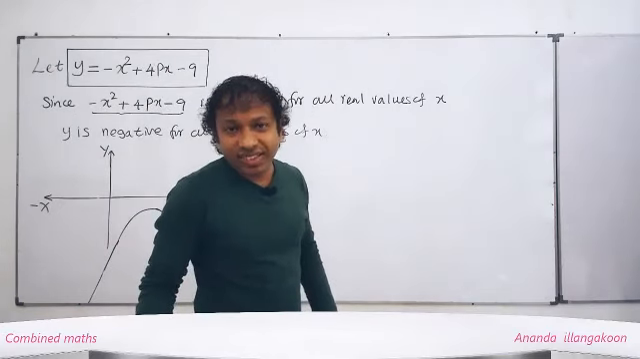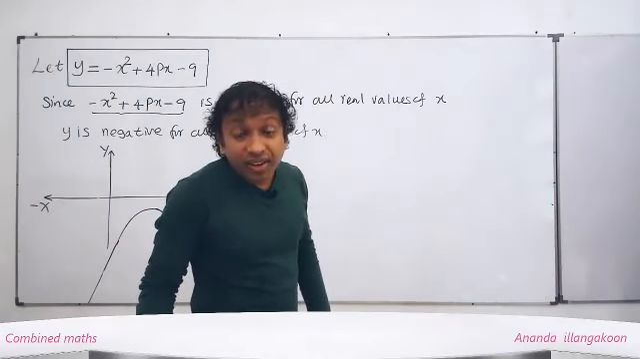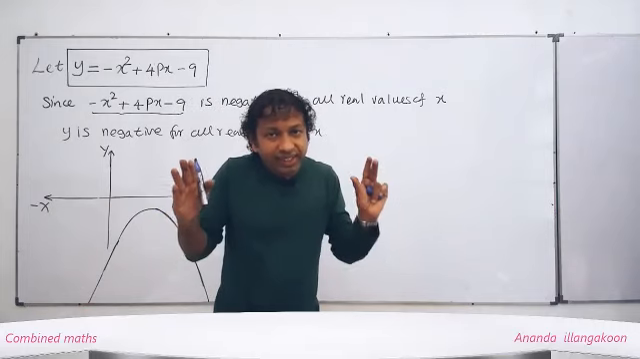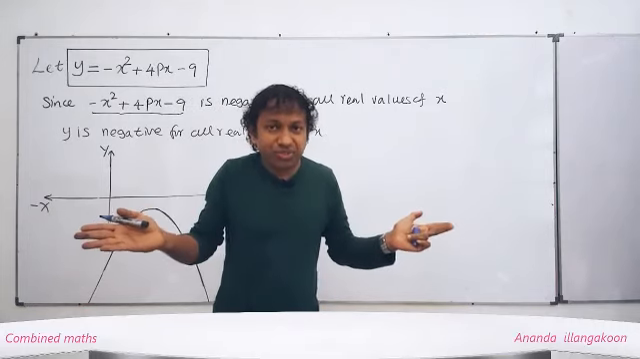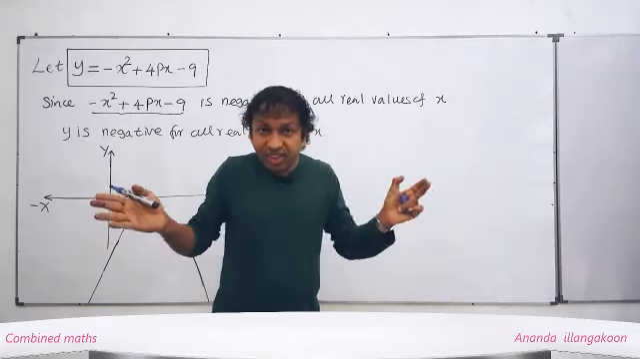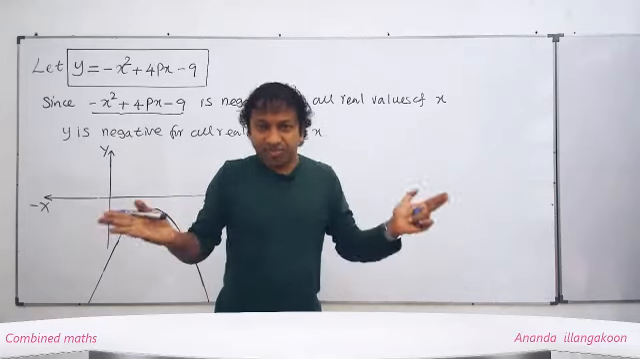Does not cut the x-axis. People, if the graph does not cut the x-axis, it means it has no real roots. Can you understand? It has no real roots. We learned that for any quadratic graph, its roots can have three forms. What are the three forms? Real distinct, real coincident, imaginary.